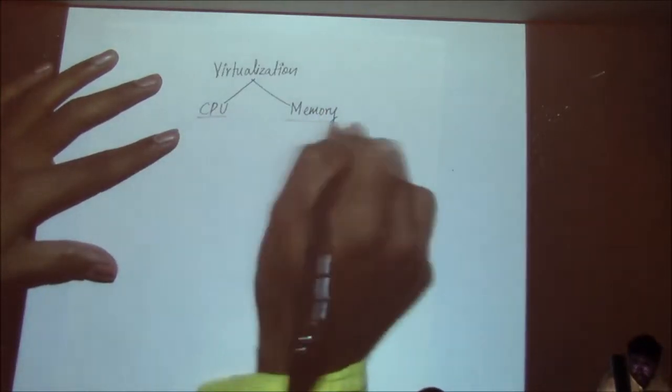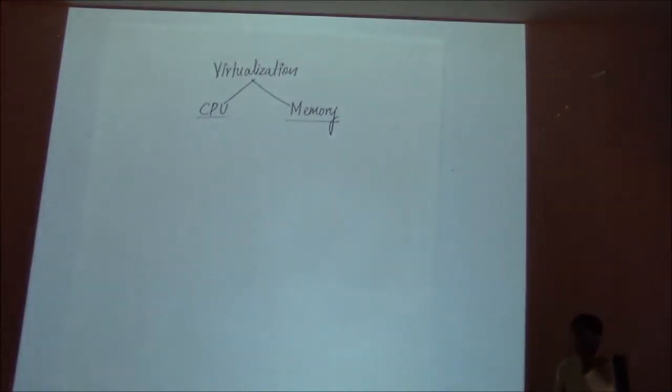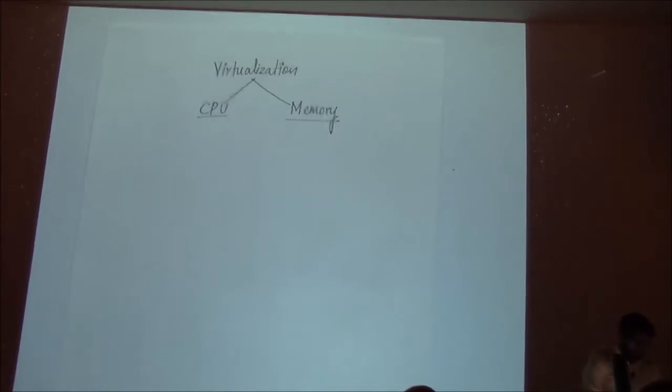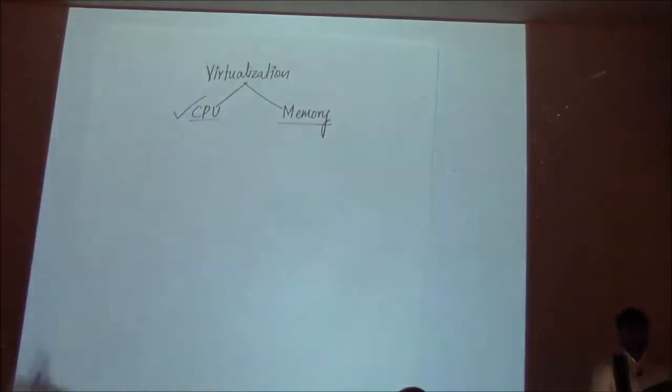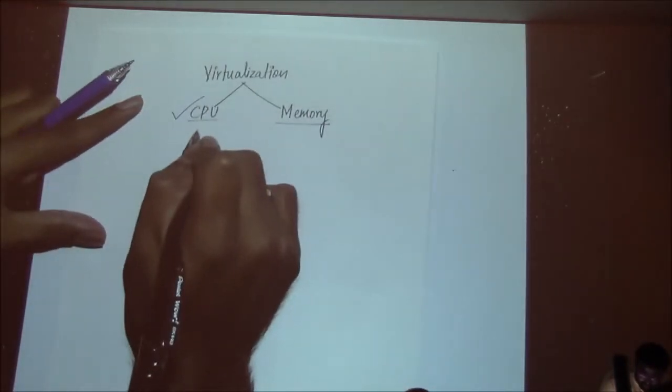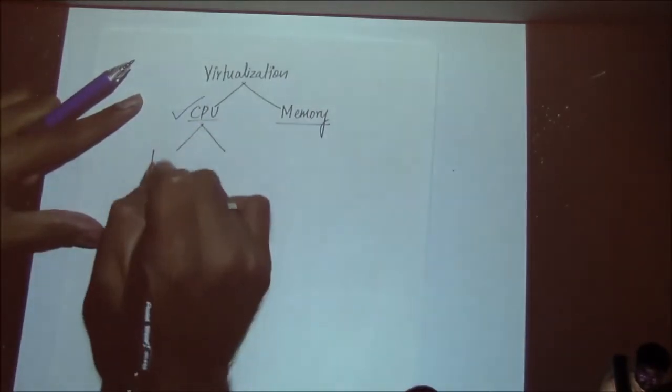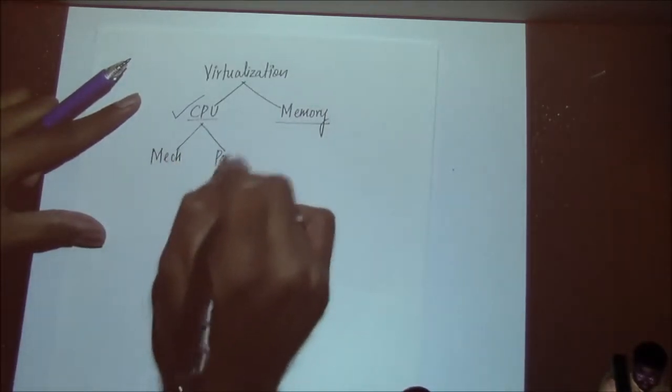These are the two main resources that we have on the computer. The programs that are running on the computer make use of CPU and memory, and the operating system virtualizes these two resources for the programs. We already completed CPU virtualization, and if you remember, we saw two things: the mechanisms, that's the first thing, and then the policies.